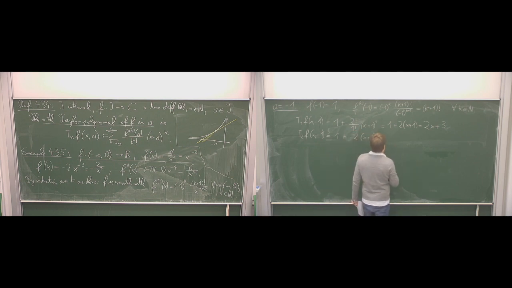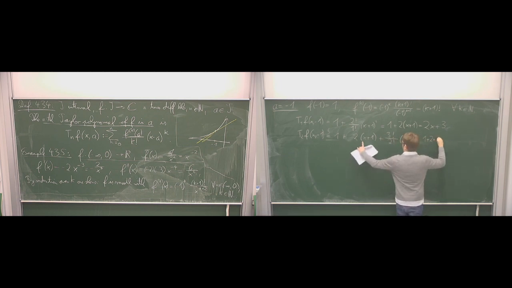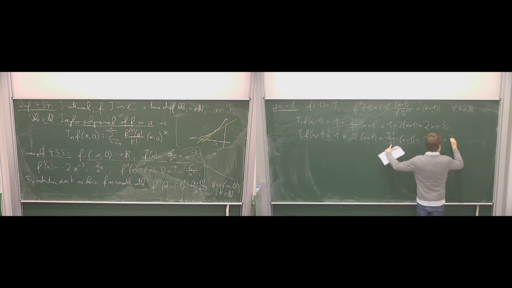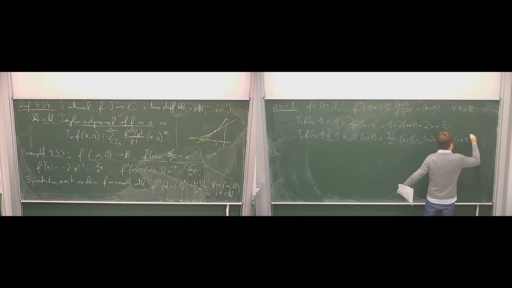Now for k equal to 2, we would have the second derivative at -1, which would be 3 factorial. And now inside the Taylor polynomial, we would divide this by 2 factorial, and here we have (x plus 1) to the power of 2. So this is 1 plus 2x plus 2 plus, and here we have 3 factorial divided by 2 factorial, which is simply 3. And here we get 1 plus x plus 1 squared, and of course this can be computed.